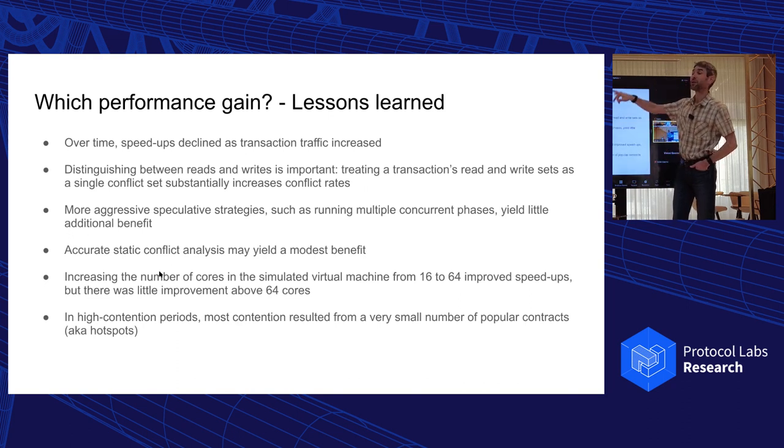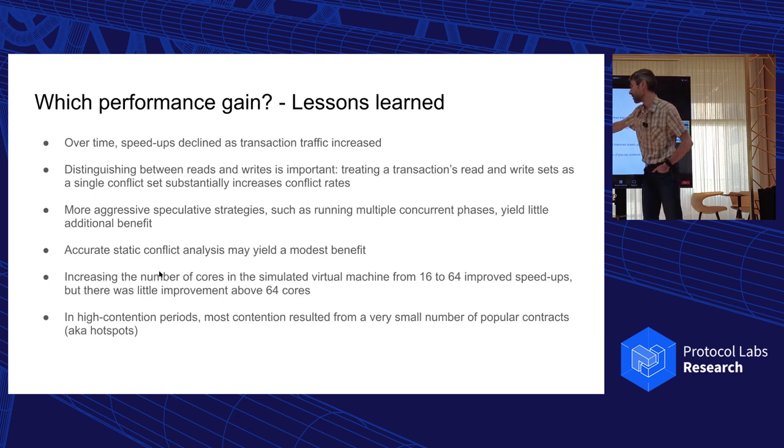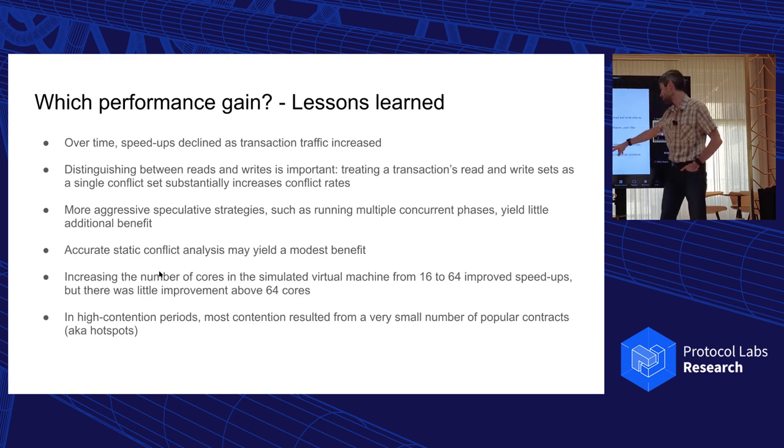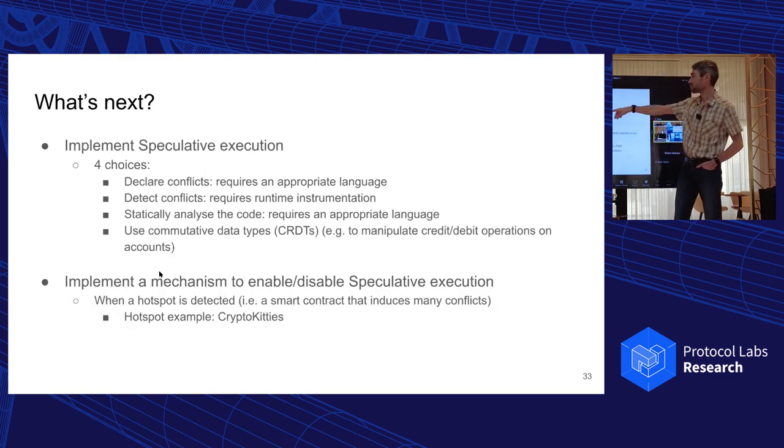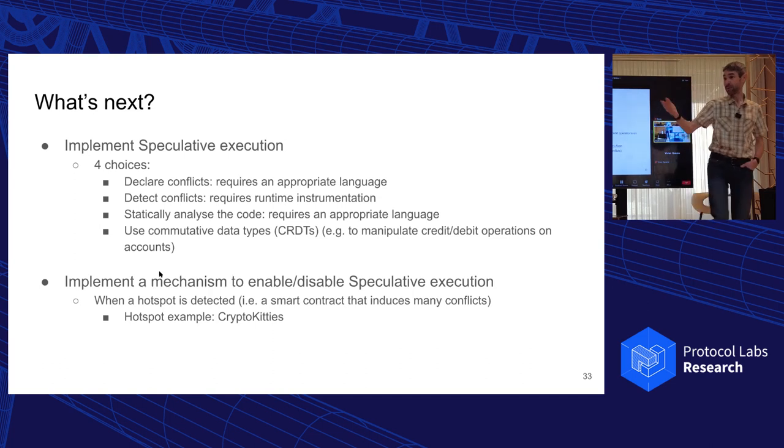Let me just finish, have one slide, and then we discuss. Increasing the number of cores improves the performance, but more than 64 was not useful. And in high contention periods, most contention resulted from a very small number of popular contracts, also known as hotspots, typically the CryptoKitties. And this is why I interrupted you, Marco. So now we can discuss.